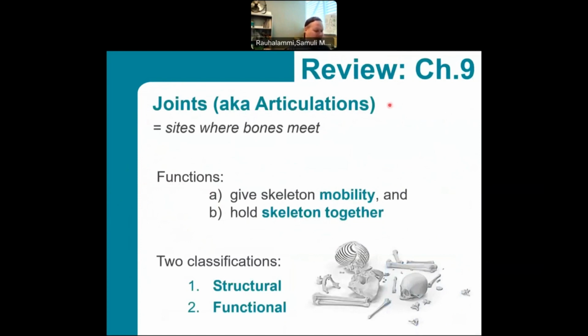I avoid using the other word for them. Sometimes YouTube algorithms and other things flag it, thinking that it's related to drugs. I'm not talking about drugs. I'm talking about articulations of your body. And when I'm talking about articulations, I'm talking about sites where two bones come together.